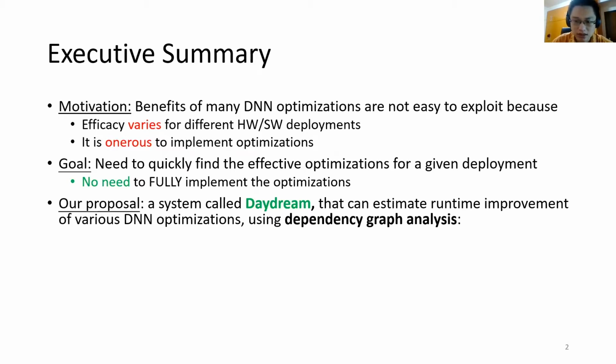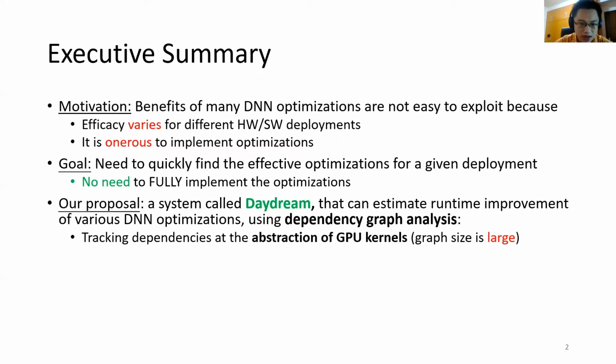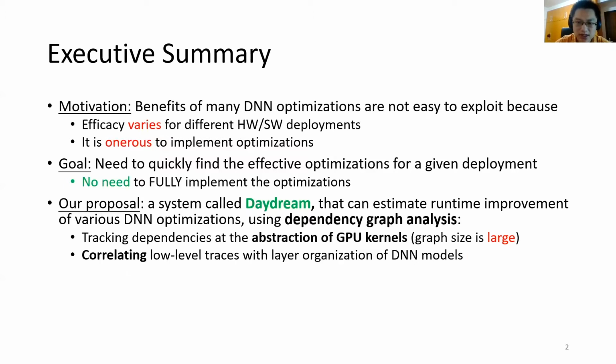Our system is based on the dependency graph analysis, and we identify three unique key requirements of using dependency graph analysis in the machine learning context. First, it needs to track dependencies at the abstraction of GPU kernels and properly construct a graph with thousands of nodes. Second, it needs to correlate the low-level kernel traces with the high-level layers of DNN models. And third, it should enable machine learning programmers to easily model a very diverse set of DNN optimizations.